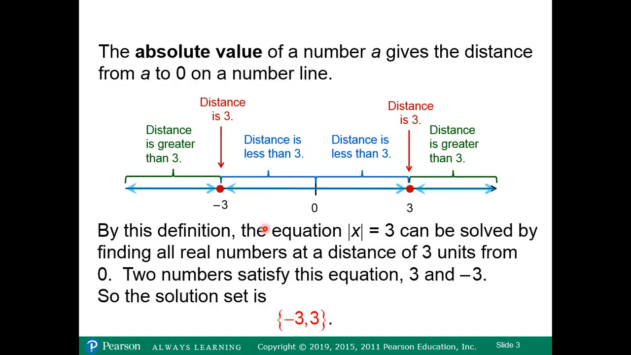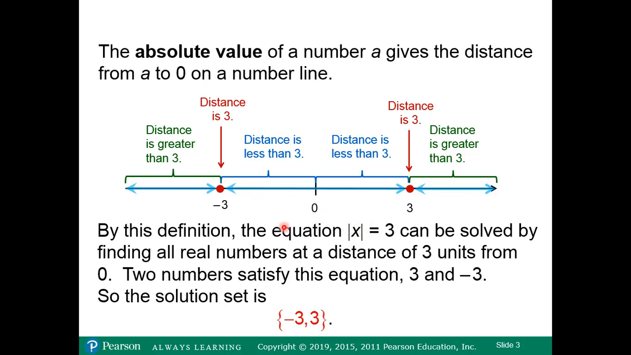The absolute value of a number, a, gives the distance from a to 0 on a number line. Basically it's like the displacement, how far a given number is from 0. If we're looking at -3, what's the distance from 0? It is 3 units. What is the distance of the number 3 from 0? It's 3. So regardless of whether it's a negative number or a positive number, the distance is always positive. The absolute value, given by the symbol of two vertical bars, is 3.